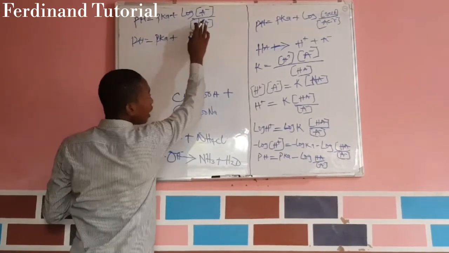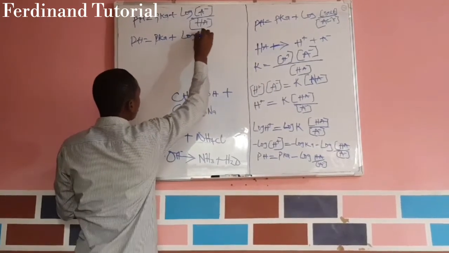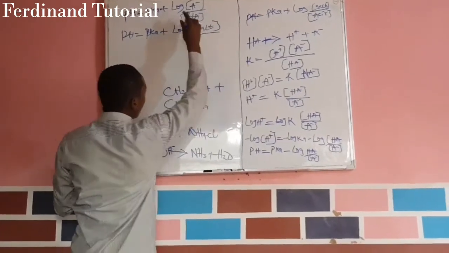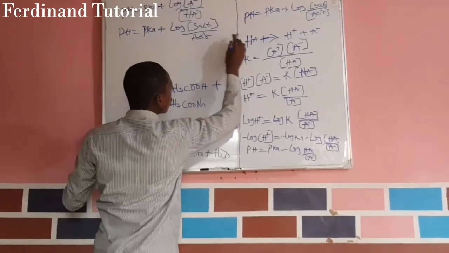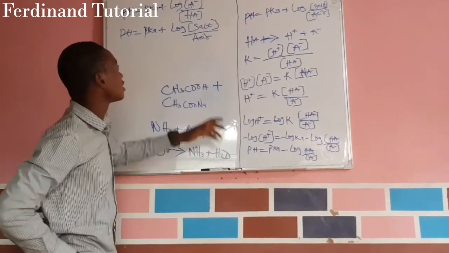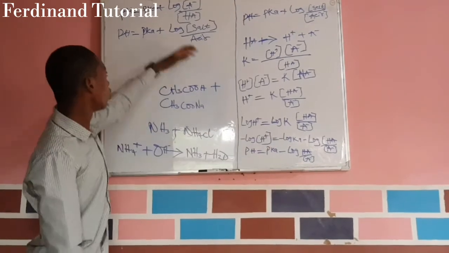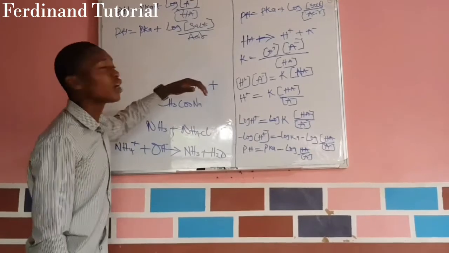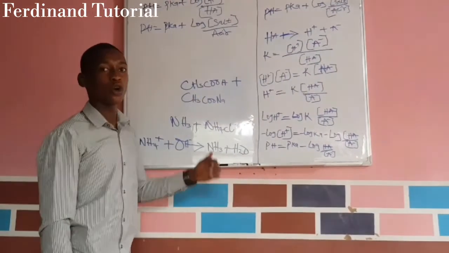Now we have pH equal to pKa plus log salt all over acid. A minus here simply means salt, and HA is acid. This is what we call the Henderson-Hasselbalch equation. That means that we can follow this principle. Following this principle, we have proved the Henderson-Hasselbalch equation. Now we can use these equations to solve as many questions as possible concerning what?